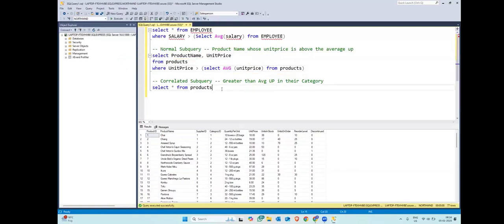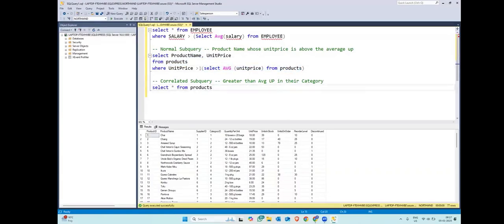So to do that, we have to create two copies of the same table. First for the outer query, second for the inner query. And the inner query will compare the category to the outer query. Only then we will find the average price. So what will happen? This inner query will correlate to the outer query. That is why it is called correlated. Here, unlike the independent one, it will not be independent.